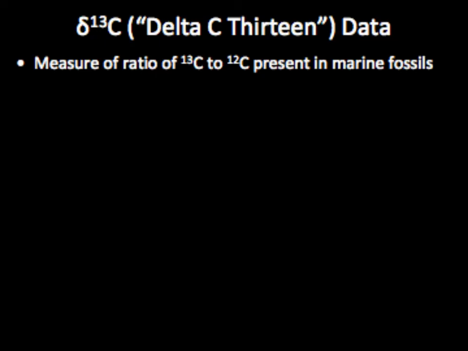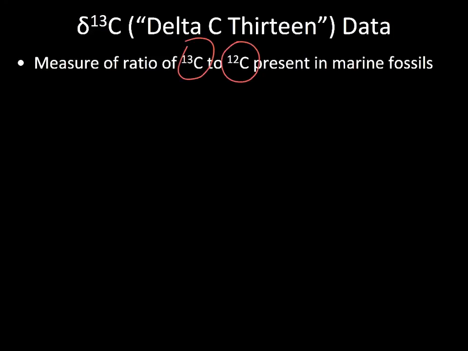So what delta C13 is specifically a measure of is the ratio of two isotopes of carbon, carbon-13 and carbon-12. It's a measure of the ratio of those isotopes present in marine fossils like foraminifera. So what you would do is take a marine fossil, basically grind it up and analyze it using mass spectrometry to detect the amount of carbon-13 versus the amount of carbon-12. And once you have that ratio, you can actually figure out some pretty interesting things.